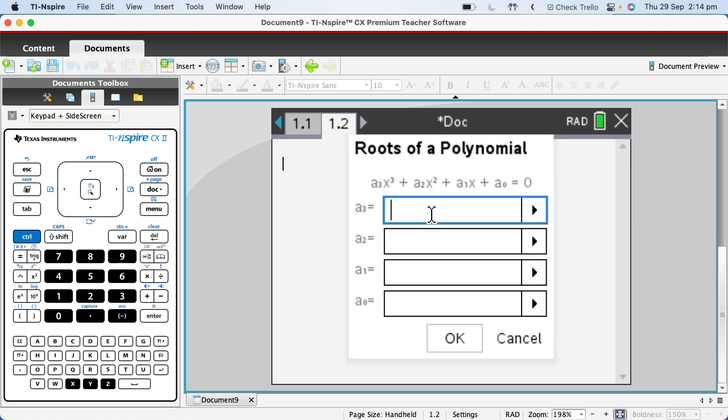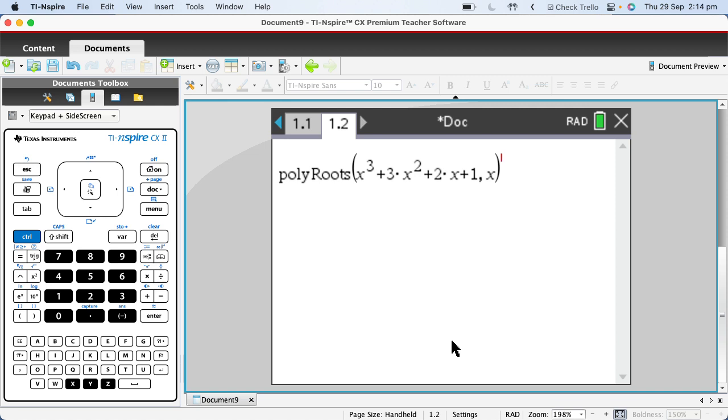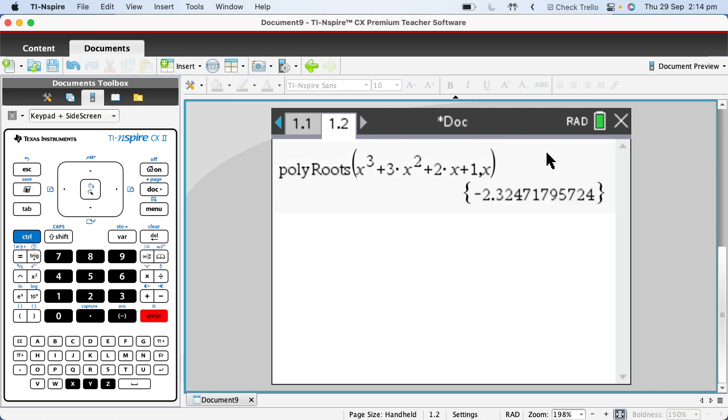So if I click on OK here, it's now asking for the coefficients, a3 to a0, and you can see a3 is the coefficient of x cubed, and a0 is the constant, and everything else in between. So if I use the same values as I had before, that's 1 for x cubed, and then we had 3x squared, so that's 3. Then we had 2x, so that's 2 here. And then we had plus 1, so there's a 1 there. And click on OK. That's what the function looks like. And when I press return, it says there is just one solution, and it's negative 2.32.